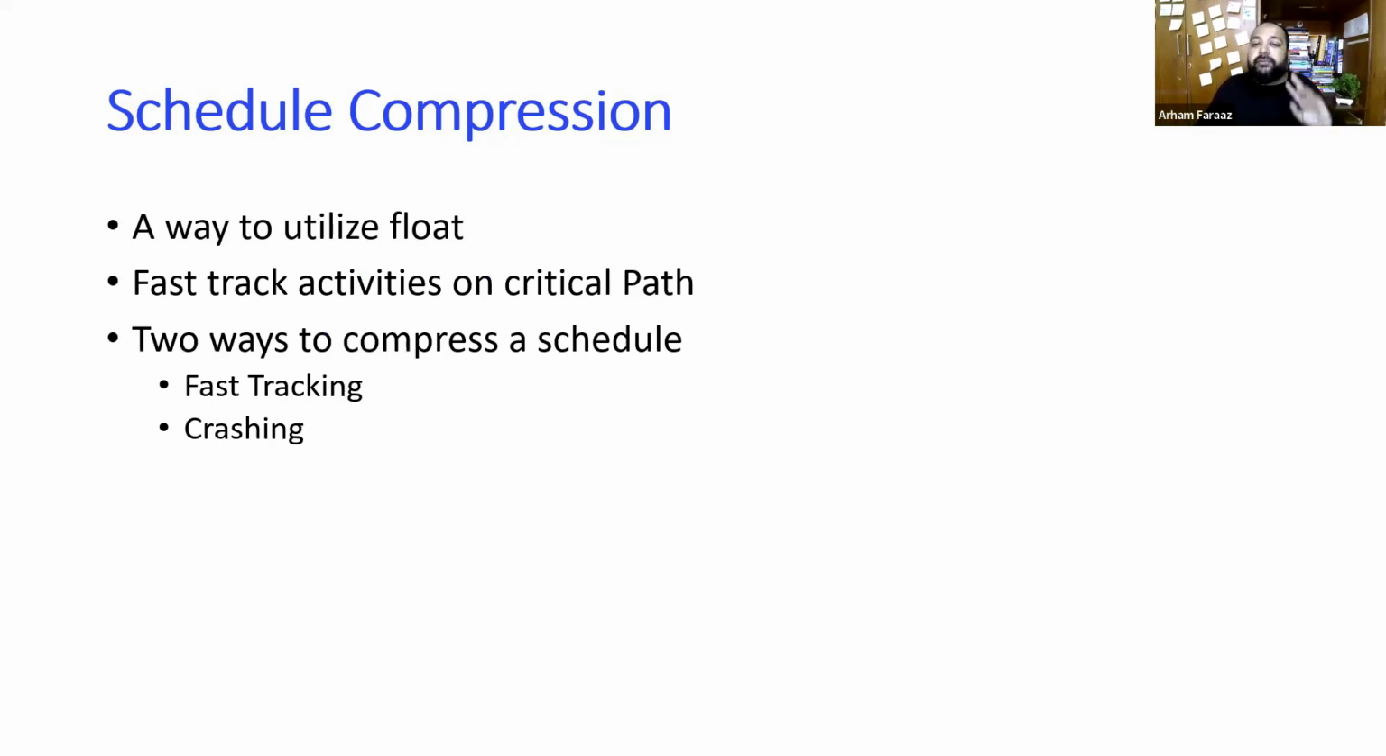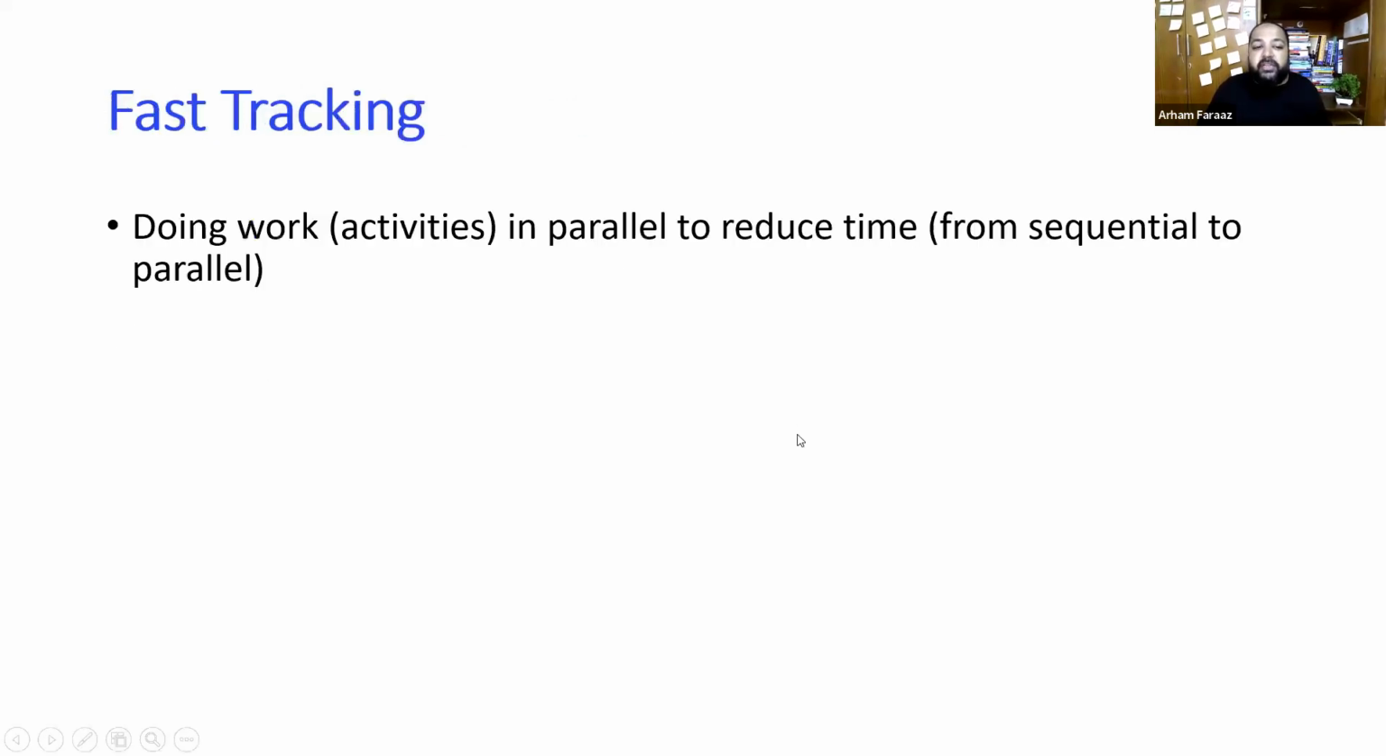There are 2 types of schedule compression techniques: one is fast tracking, one is crashing. Very, very important for your PMP examination. Know these techniques; you can expect some questions on the examination. So what is fast tracking? Fast tracking is doing work or activities in parallel to reduce the time. You want to see what can be done in parallel. For example, working on multiple APIs in parallel: if they're not interdependent, then you can actually save time. So you're going from sequential, one by one, to parallel.